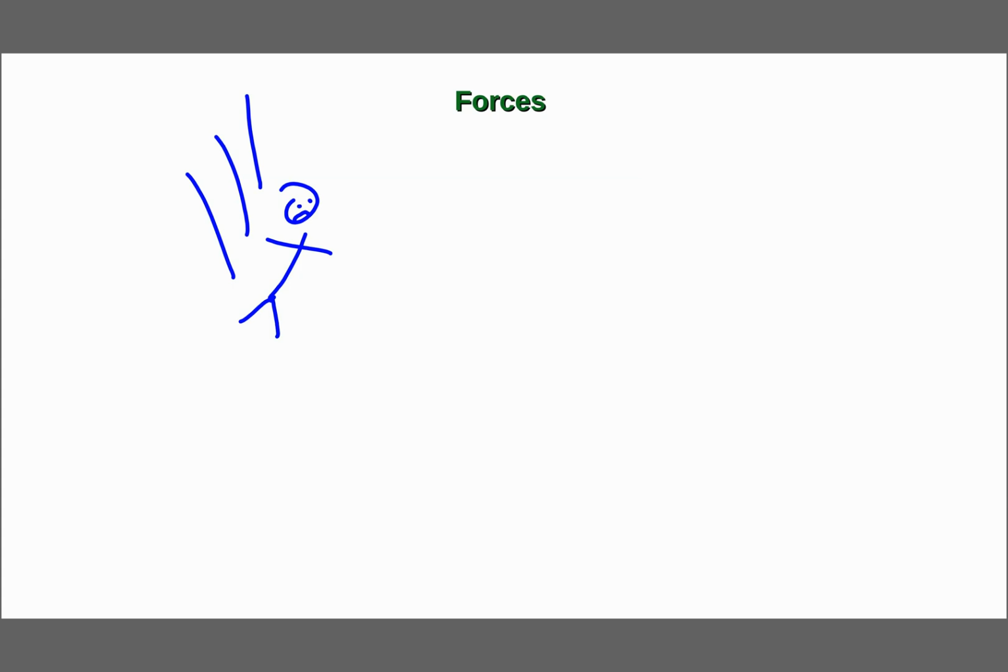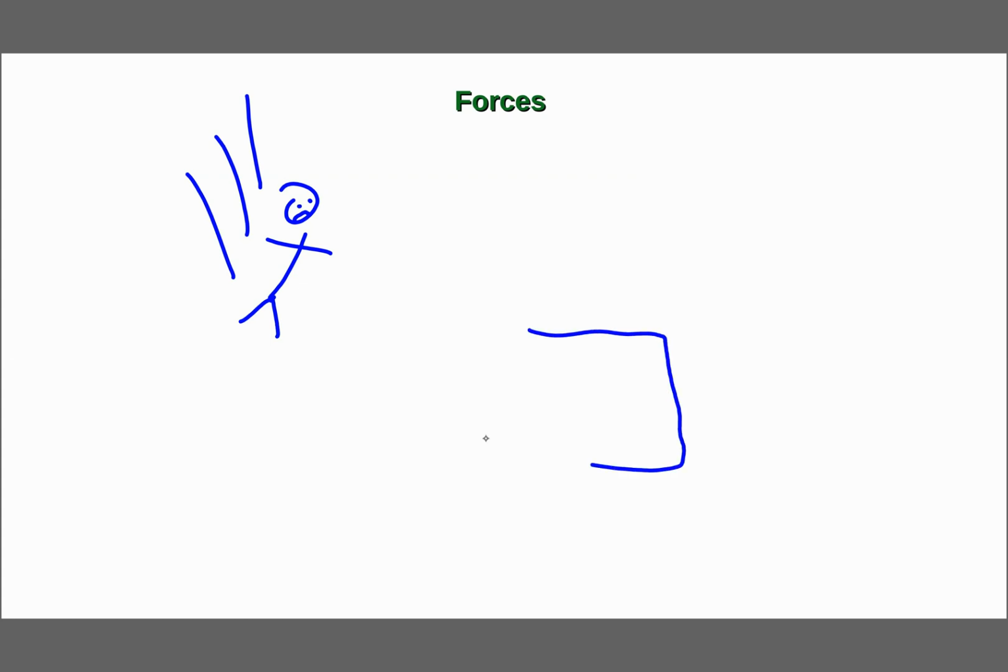Forces are also vectors. If we think about a push or a pull, it has both a magnitude and a direction. If we apply multiple forces from the same point, then the object will behave as if there's just one force, and that force will be a vector sum of the forces.